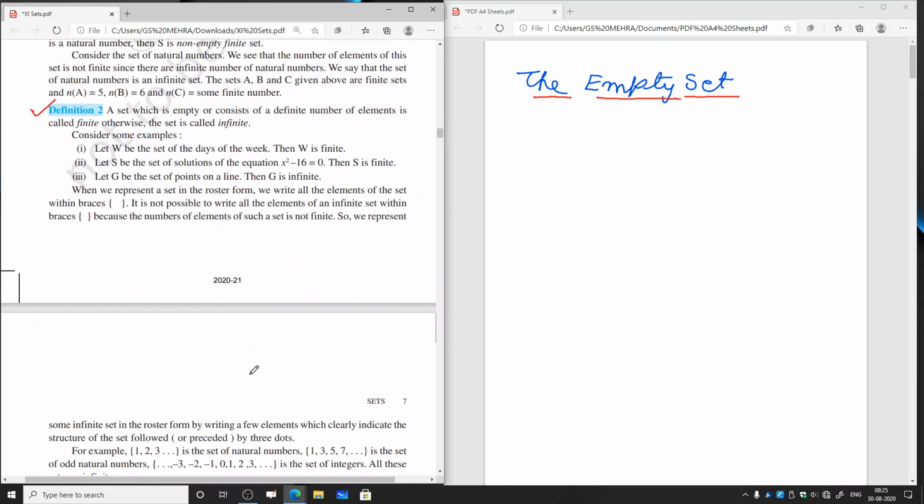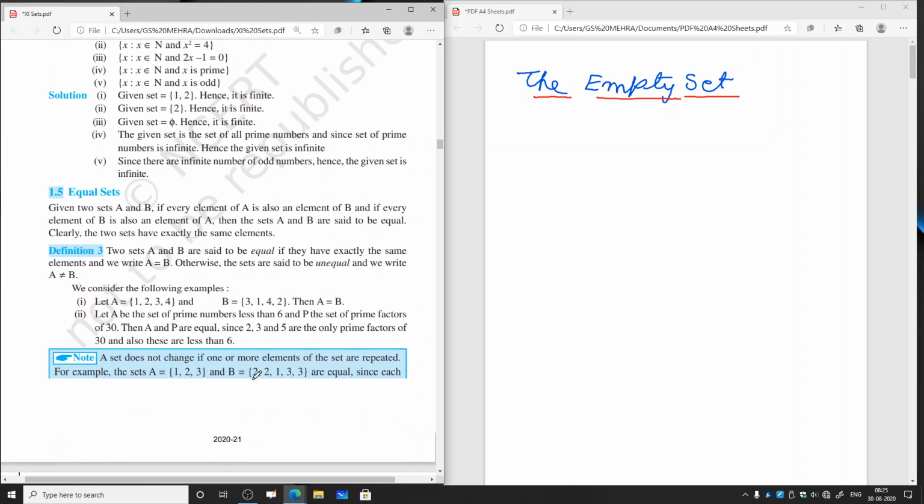Now let's go further. Equal sets. What do we mean by equal sets? Two sets A and B are said to be equal if they have exactly the same elements, and we write it as A equal to B. Otherwise the sets are said to be unequal, and we write A is not equal to B. So if two sets have the same elements, even if the order is different, then they are said to be equal sets. If they are equal, we write A equal to B. If they are not equal, we write A is not equal to B.